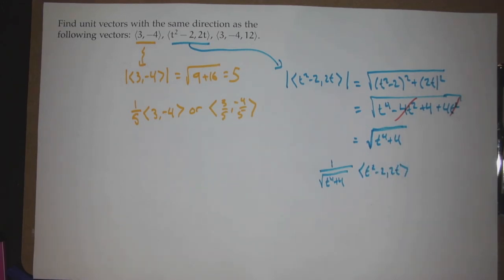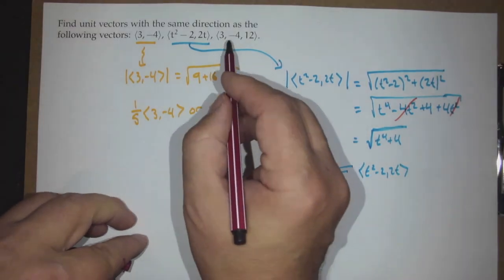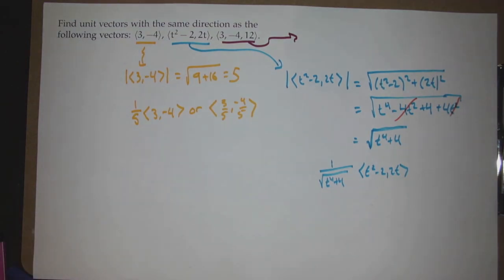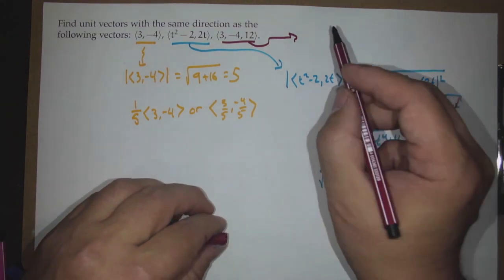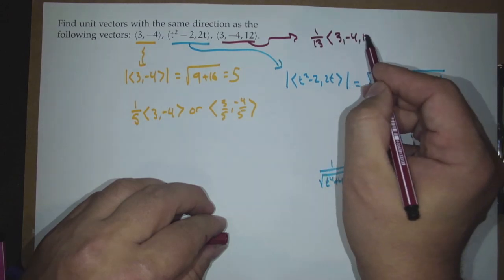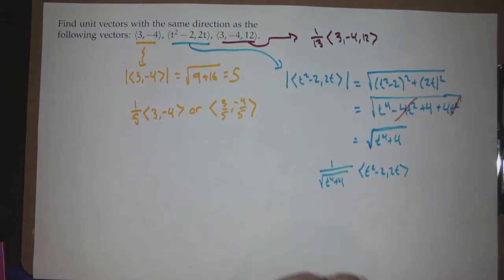All right. And let's see, how are we doing on time? I want to make sure we have enough time left. Oh, we're running out of time. Okay. So I will say that this 3, negative 4, 12, the length of that, anybody see it off the top of their head? It is 13. So 1/13, 3, negative 4, 12. All right. Again, find the length.